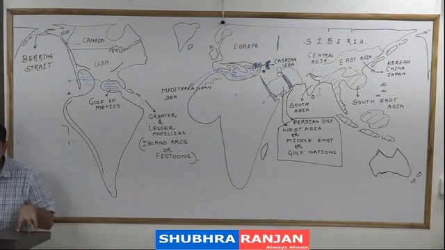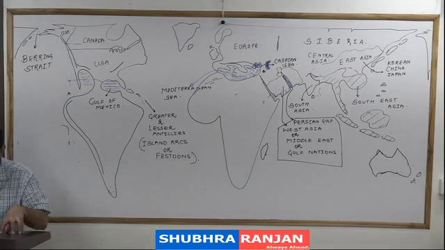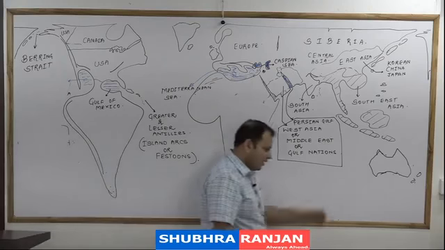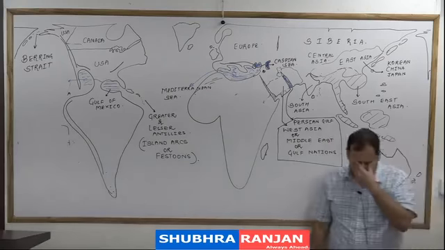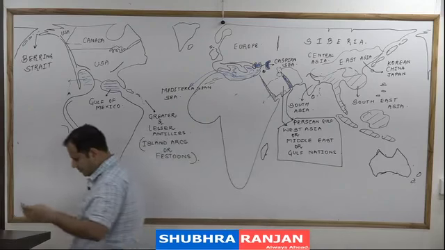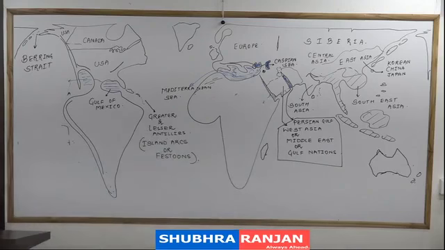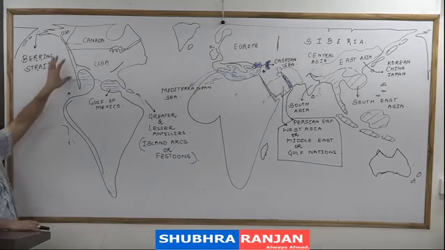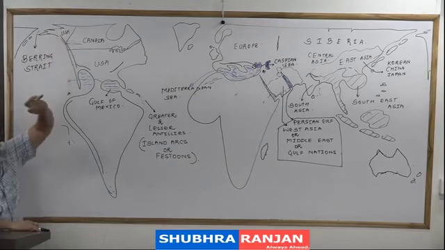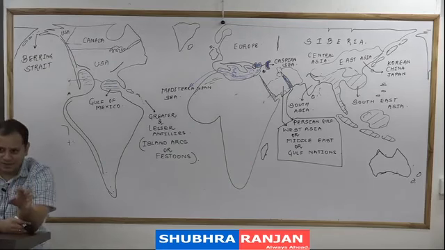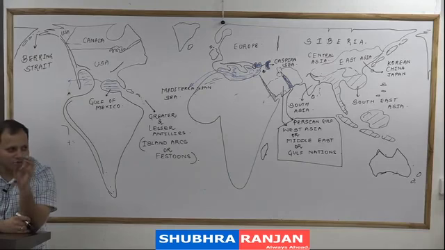So separates which two continents, you tell me? Asia and North America, or separates which two countries? Russia and USA. So note down, separates Asia from North America or Russia from USA. In fact, if I tell you an interesting thing, this part which is Alaska was earlier a part of Russia. Russia thought it is a useless part, so sold it to USA only for $50,000 US.